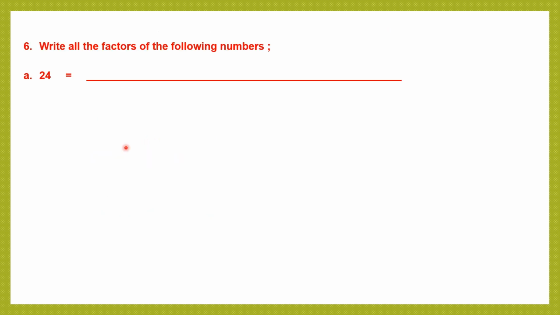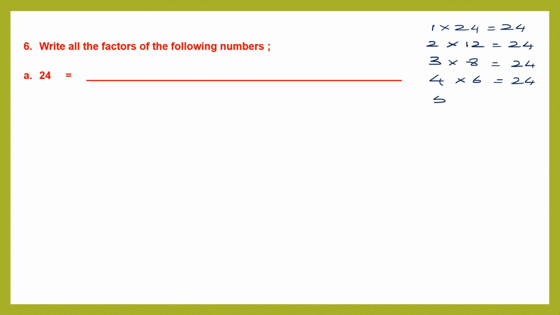Now let's find all the factors of 24. Let's start with 1. 1 into 24 is 24. Then let's go to 2. 2 into 12 is 24. Let's go to 3. 3 eights are 24. Then go to 4. 4 sixes are 24. Let's go to 5. 5 into what is 24? 5 into nothing is 24.